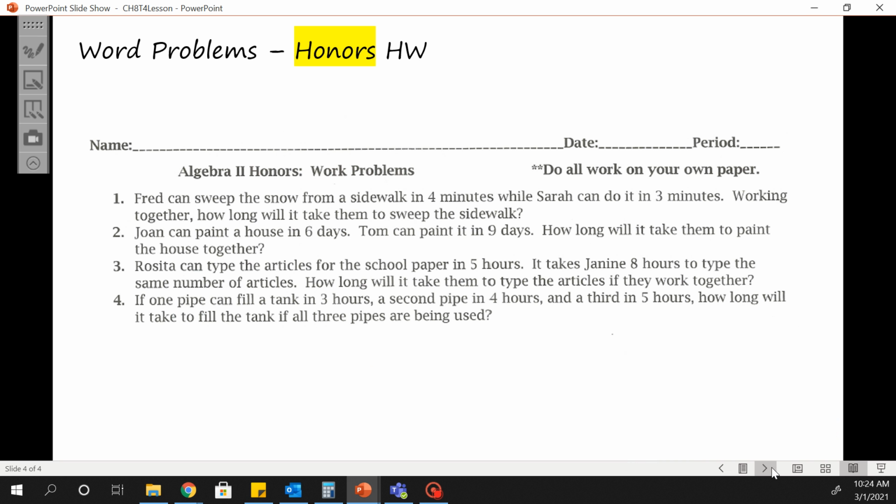All right, so for the assignment, we are looking at these word problems.